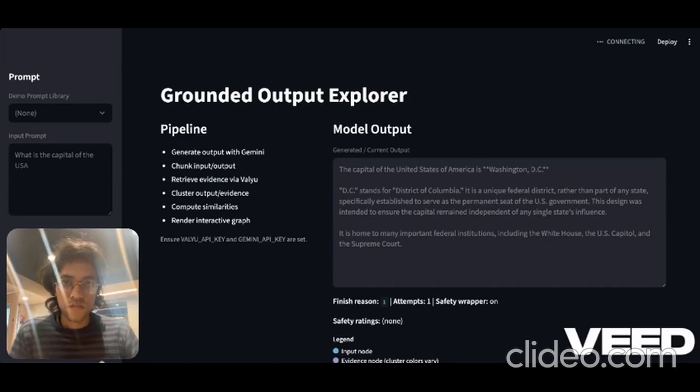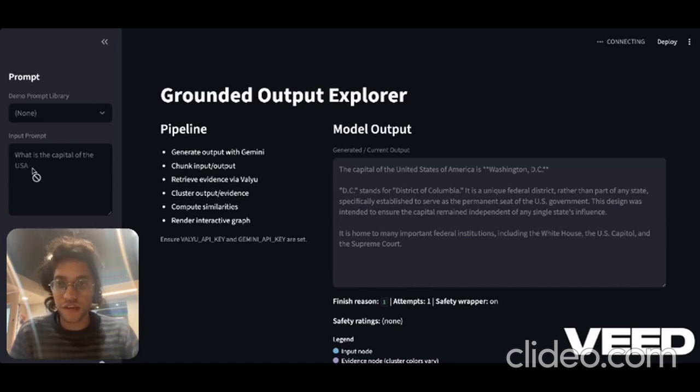How we do this is that we create knowledge graphs out of the inputs, knowledge graphs out of the outputs, and knowledge graphs out of the evidences, the sources that the output has used. We do this by using the value search API to get the evidences. I'll show you a quick demo, a quick example of this.